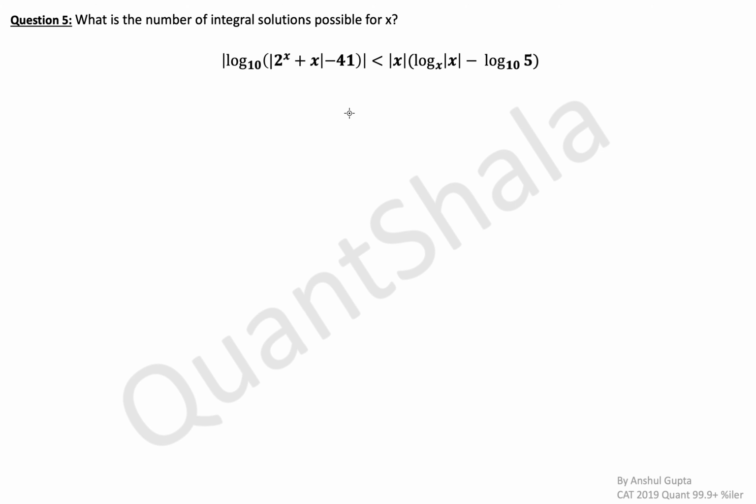Okay. So getting started, what is the number of integral solutions possible for x with this inequality given? Okay, this seems like a very complex thing, because first of all there is no equal to sign, there is this inequality, and then there are a lot of modulus signs. Okay, mod, another mod, and then obviously log is there. So first thing, this is log x mod x, which will probably become 1, so nothing to worry here.